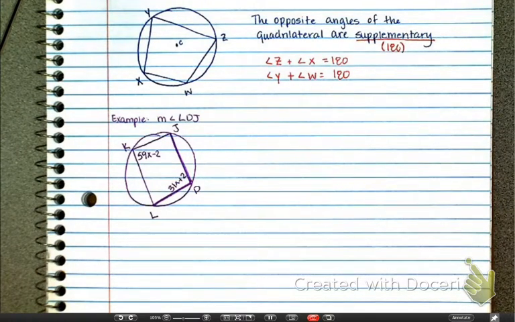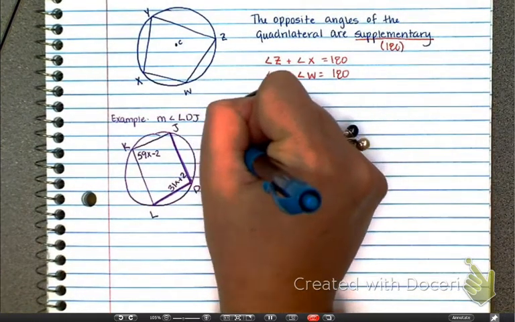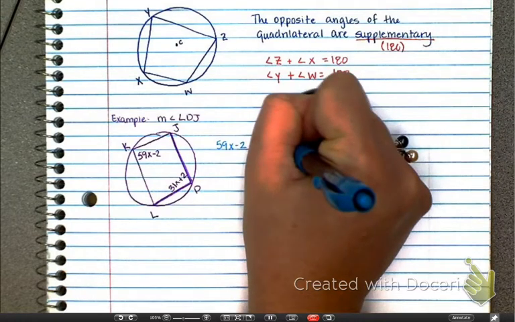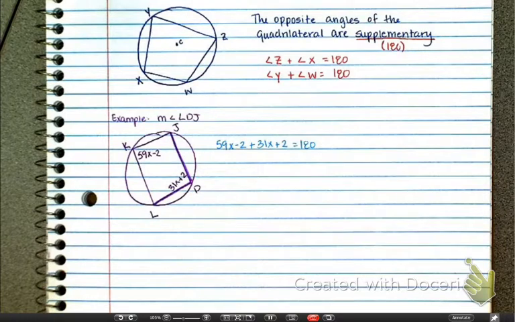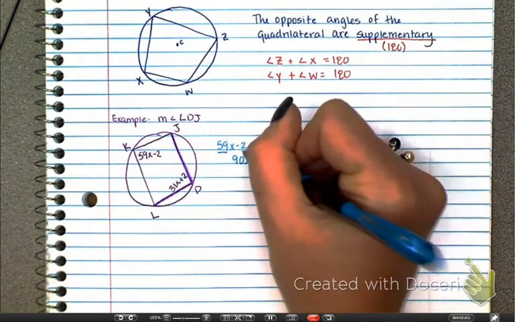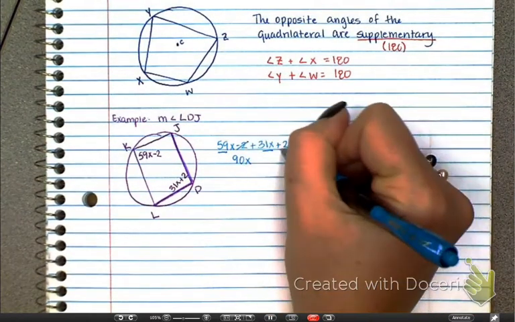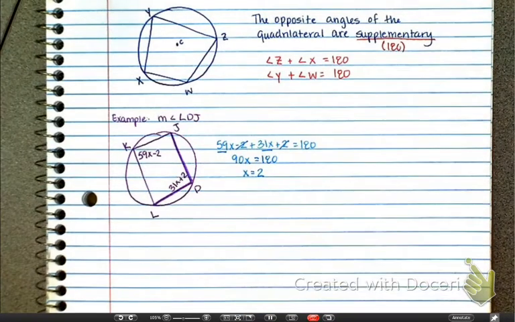Now K and D are opposite angles, so when we add those two together, they will be supplementary. So 59x minus 2 plus 31x plus 2 equals 180. Let's combine like terms. The 59x and the 31x gives us 90x, and then the negative 2 and positive 2 are going to cancel out. So 90x equals 180, which means x equals 2.